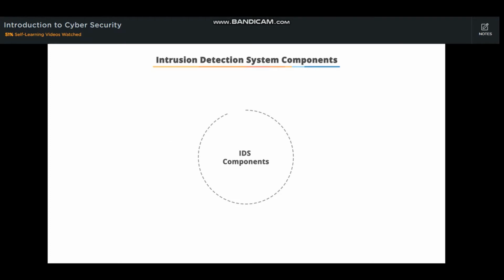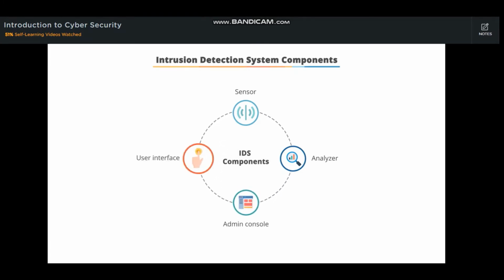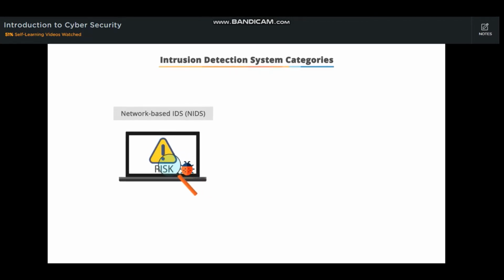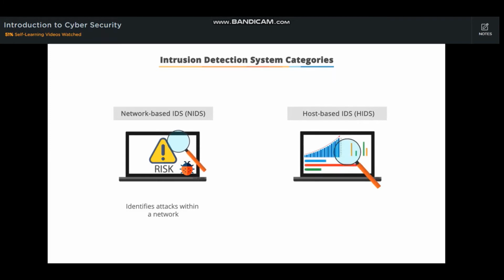The components of an IDS: you have the sensor, which collects data, which can be network packets, log files, and system call traces. You have the analyzer, which receives input from sensors and determines intrusive activity. You have the admin console, and finally the user interface. IDS categories: you can have a network-based IDS, otherwise known as a NIDS, and identify attacks within a network. You can have a host-based IDS, or HIDS, configured for a specific environment and monitor internal resources of systems.